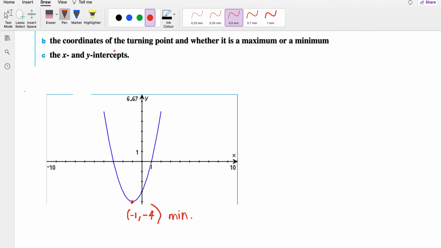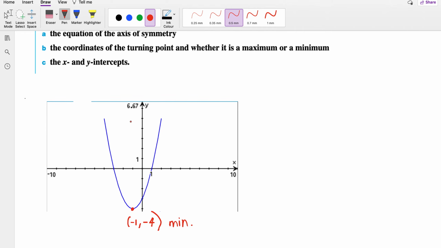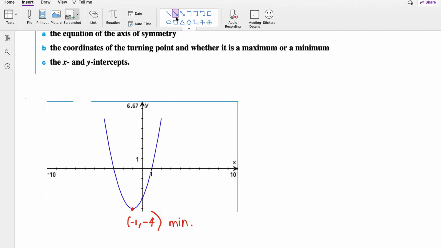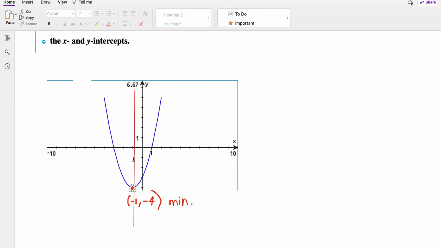Okay, so we have done part B, but part B helps us to do part A. Part A says the equation of the axis of symmetry. So we know that the axis of symmetry, if I want to insert here a graph, can I do that? Okay, I'll fix it in a minute. I just have to move you to the side. Yeah, there you go. So that's my axis of symmetry.